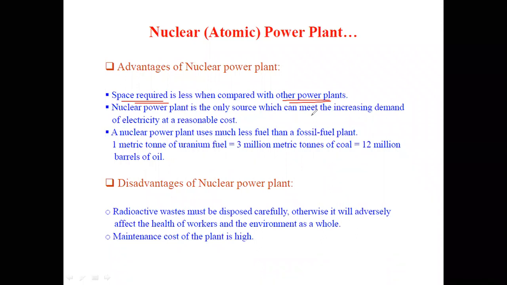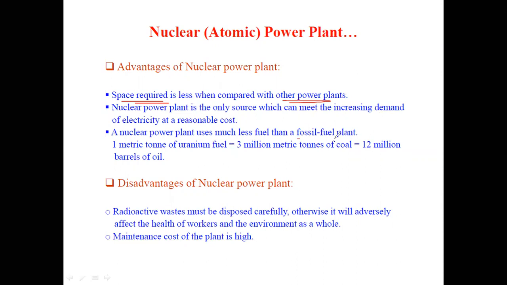Suppose the demand is increased, we just apply a little bit of additional fuel, satisfying the demand. But the thermal power plant is applicable only for the base load. It is not applicable for peak load. The hydro power plant is applicable for both base as well as peak load power generation, but we can generate only in the season, that is a 4 to 6 month period.